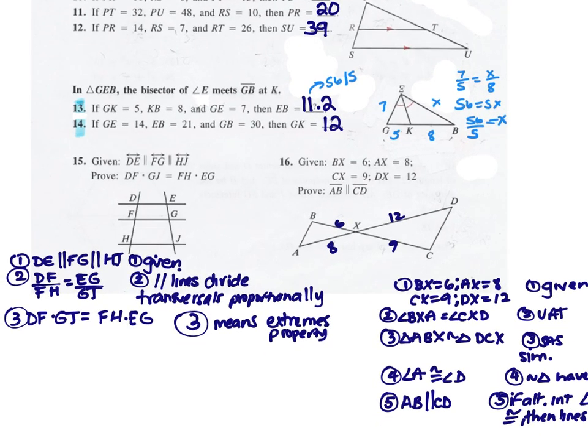And then 15, proof. This one's easy because you can use the proportional segments that are formed by the parallel, but you could have done it a different way. So this one just said, given that they were parallel, if they're parallel, they divide them proportionally, and then you can cross product or means extremes property for that last step.